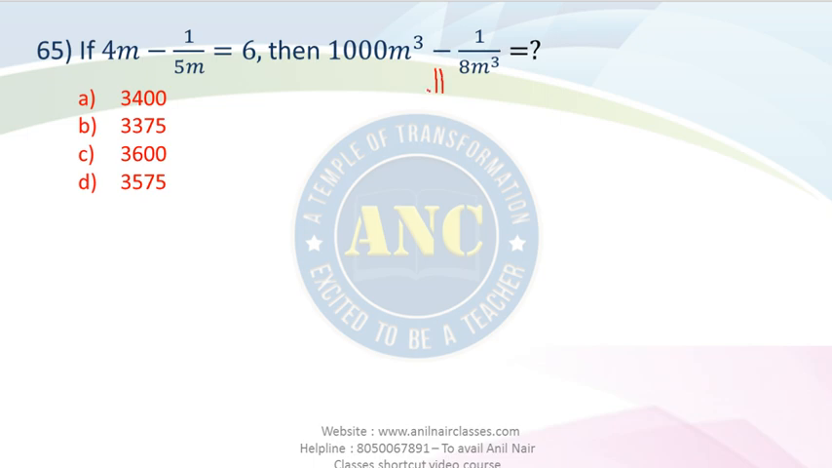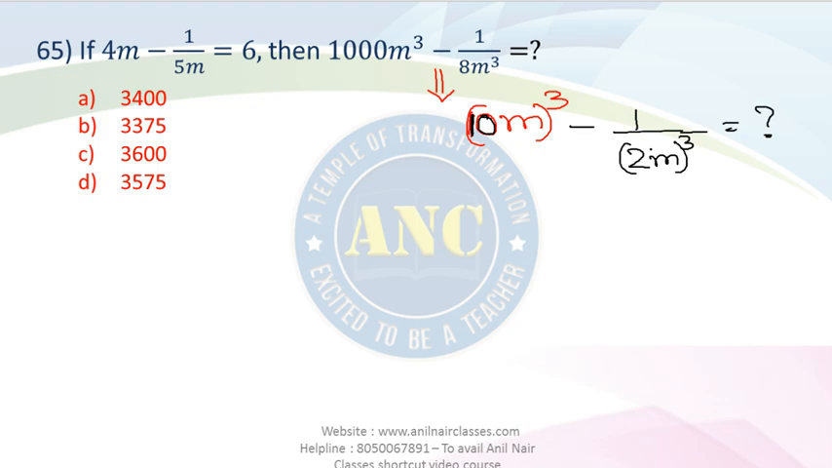1000 m cube minus 1 by 8 m cube, I need to find. That means 10m whole cube. Let me write it in a different color, because that 1 is not visible in 10. Yes, this is 10m whole cube minus 1 by 2m whole cube. This is what I need to find. That means I need to get the value of 10m minus 1 by 2m.